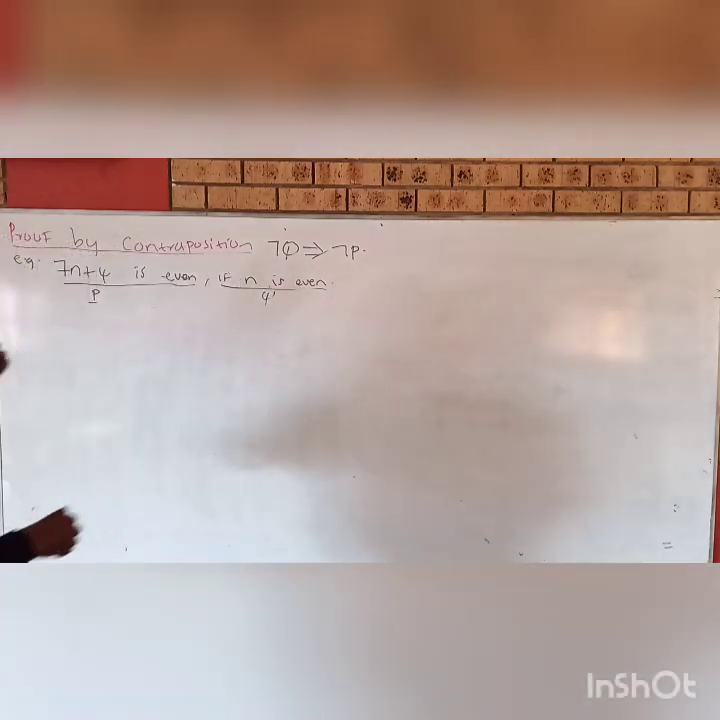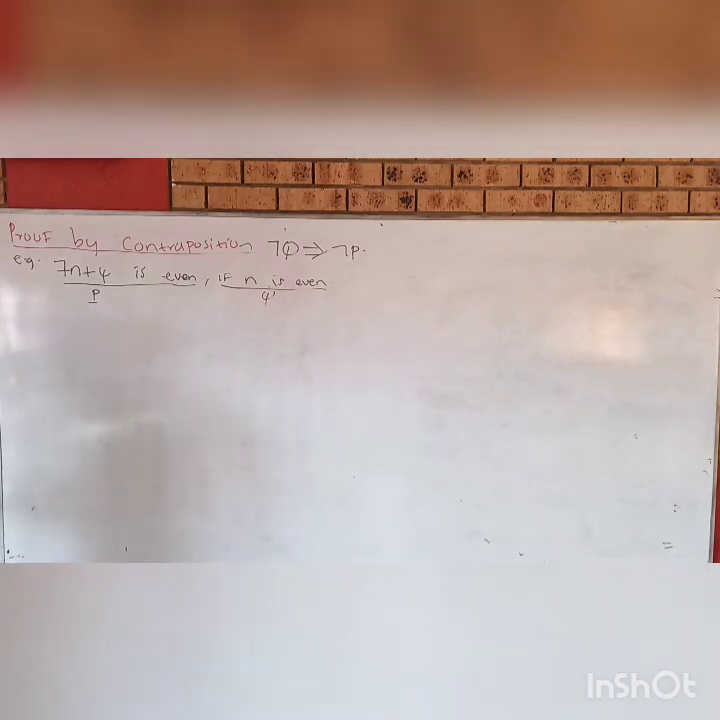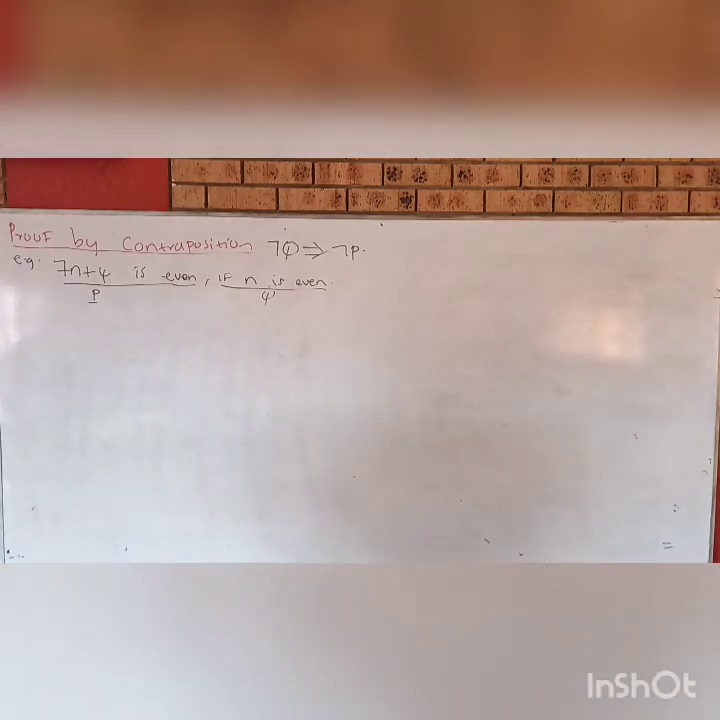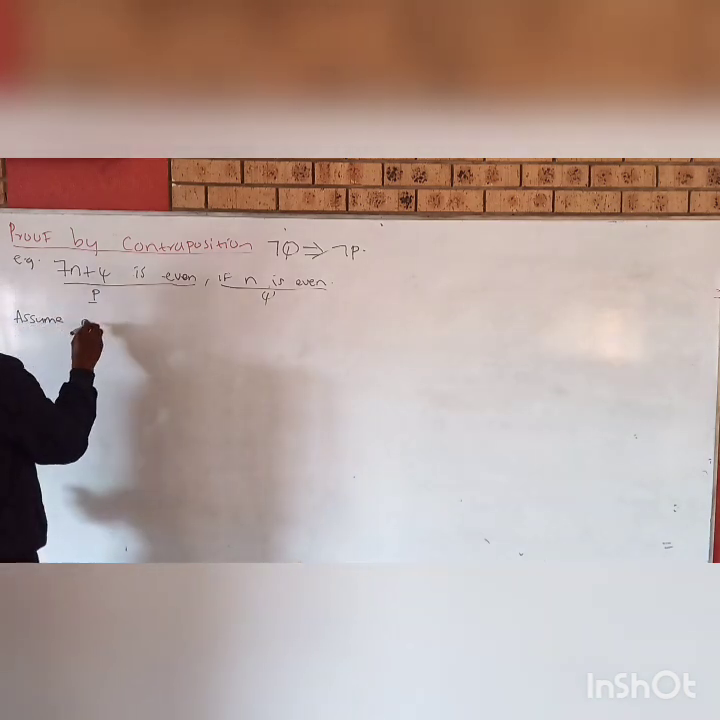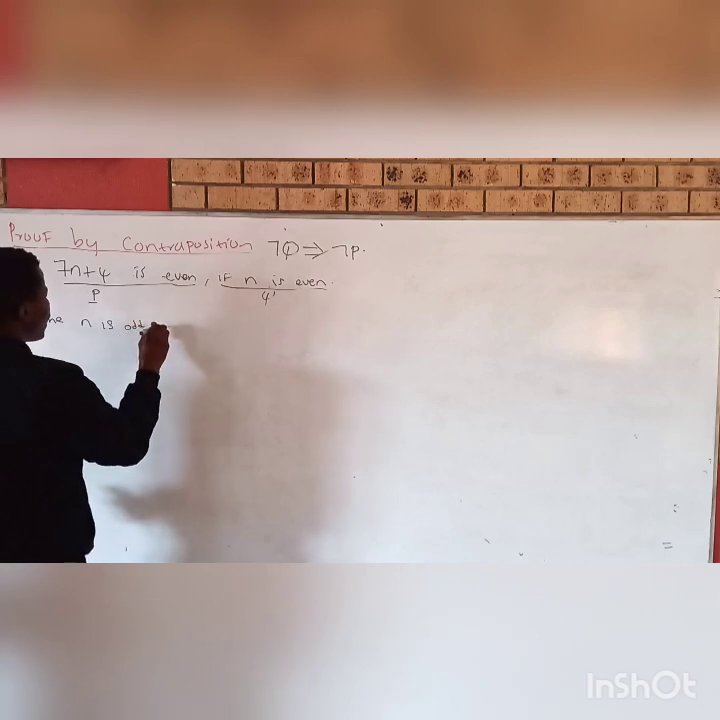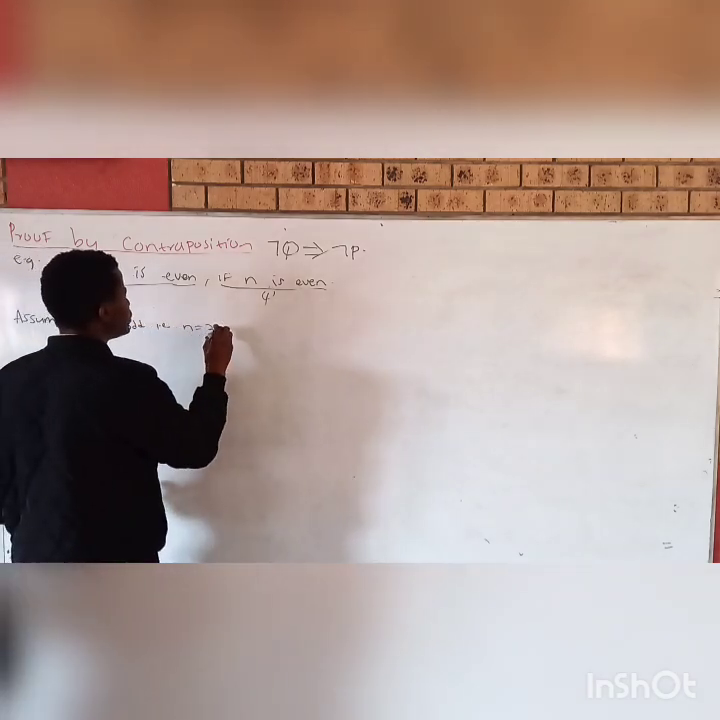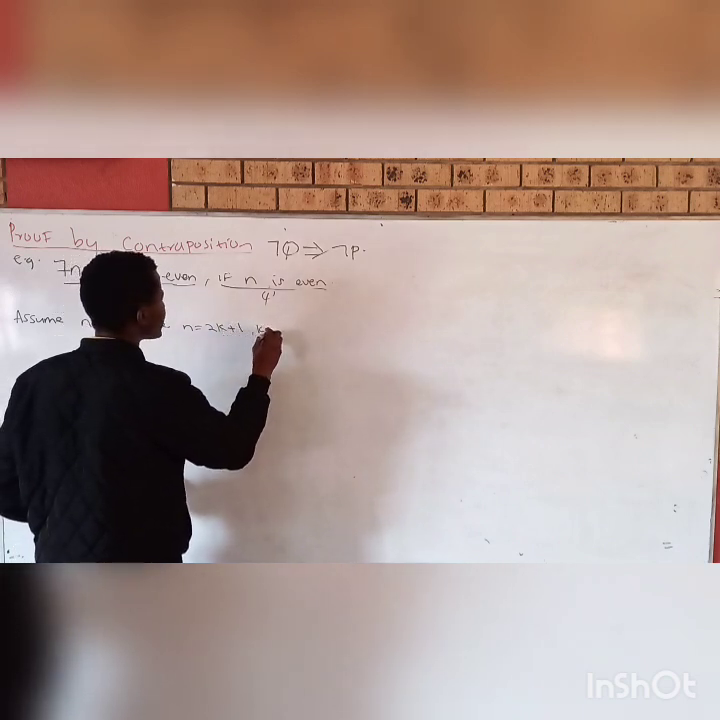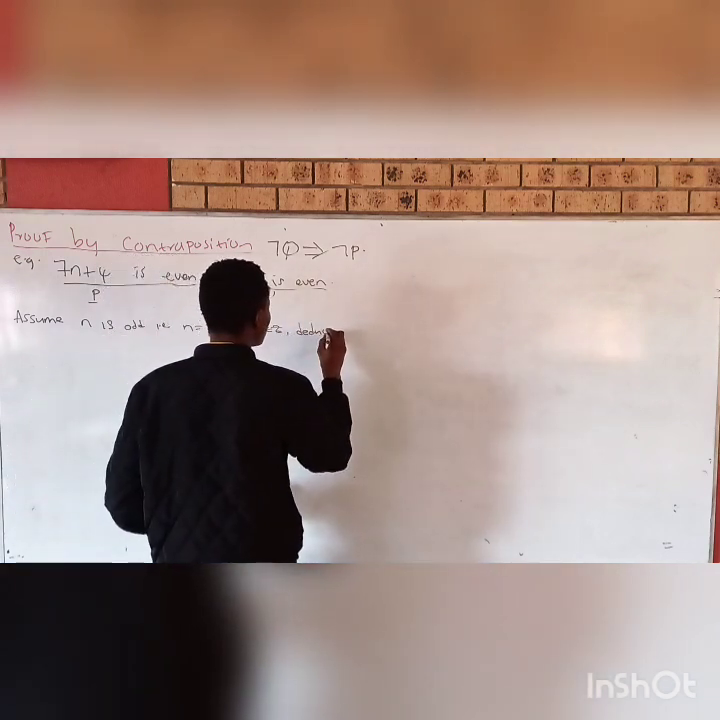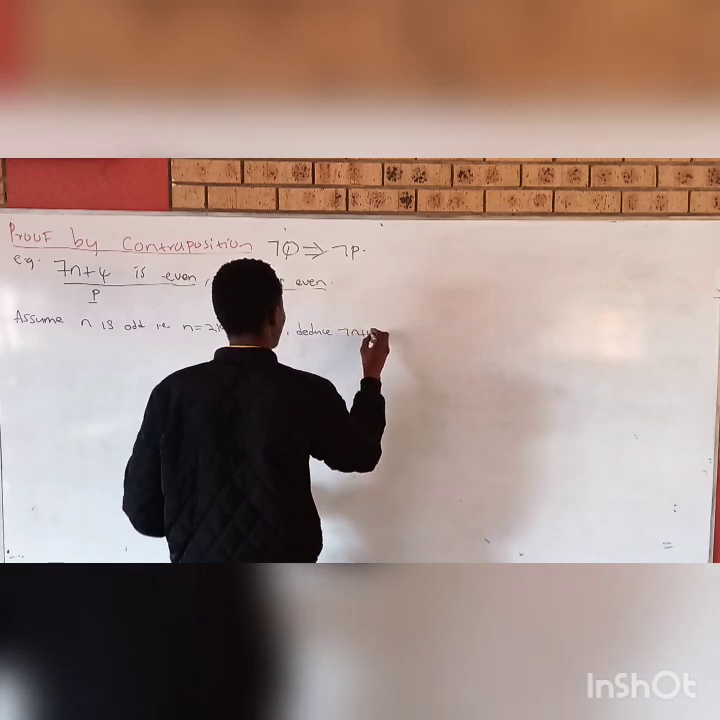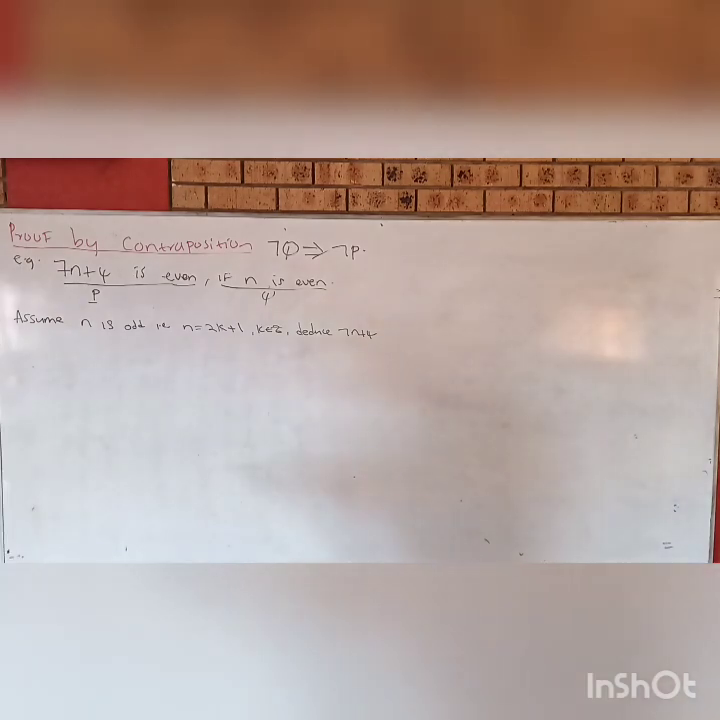So we have to prove this. To show that this is true, we have to introduce the negation of the conclusion, which is Q. So we are going to assume our N is odd, i.e. N can be given by 2k plus 1 for k an element of integer. Then we have to deduce 7n plus 4. So let's try it.